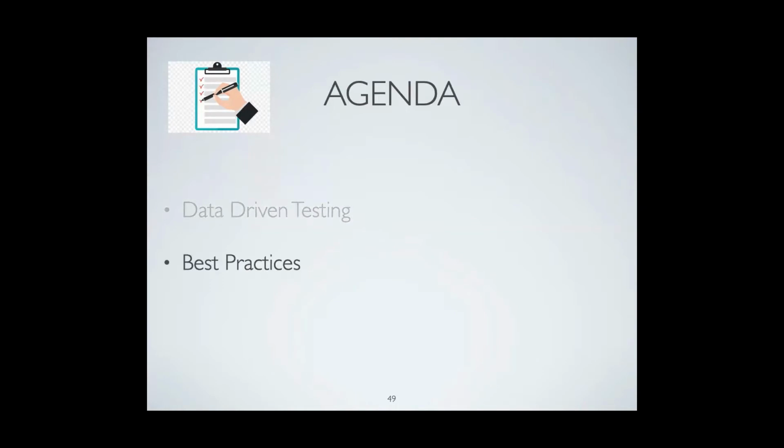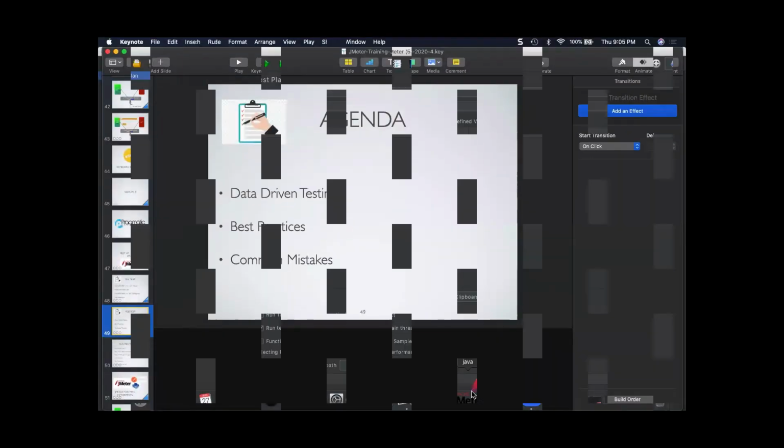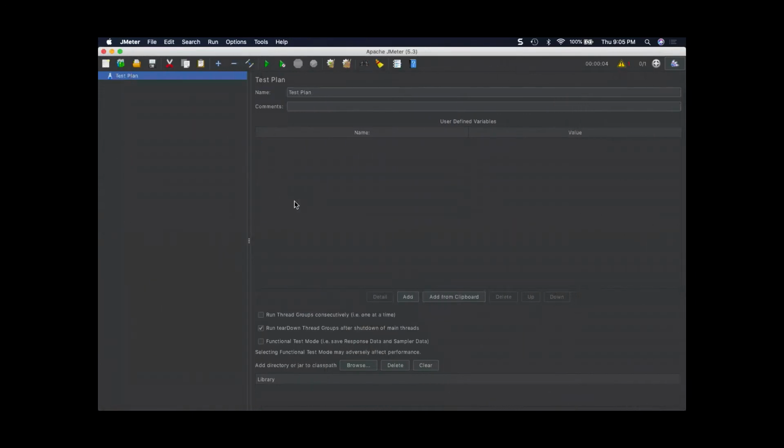Throughout the session, I'll try to speak a little bit about a few best practices and common mistakes made by beginners especially. So let's move into JMeter. I have already started JMeter. In this session, I assume that you have some basic knowledge about JMeter. That means you can install JMeter, add a thread group, add a request, add a listener, run it, and configure it a little bit like that.